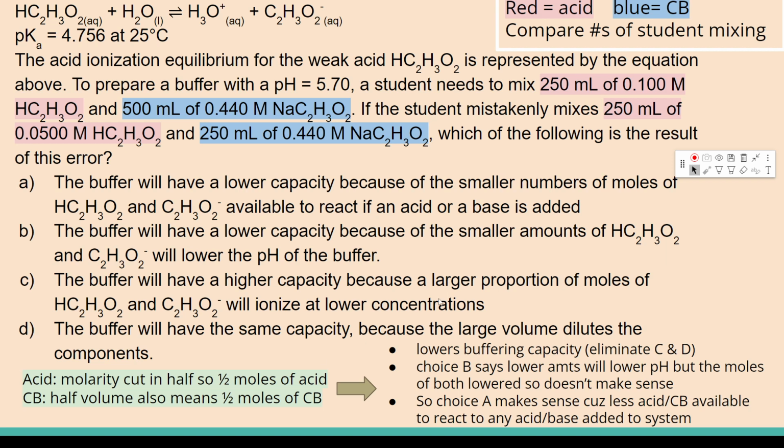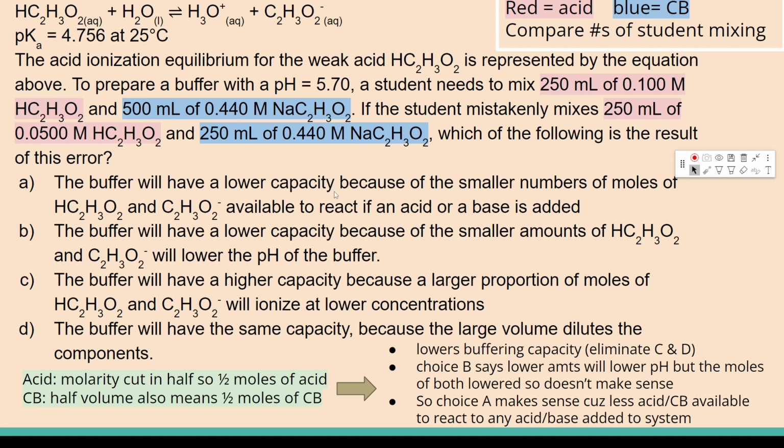Choice B is talking about lower amounts will lower pH, but the moles of both were lowered, so that doesn't make sense. If I think about the HH equation, you think about the second part, where it's negative log of the conjugate divided by the weak acid, it would be the same because half versus half. So it's still the same as if they didn't make a mistake from earlier.